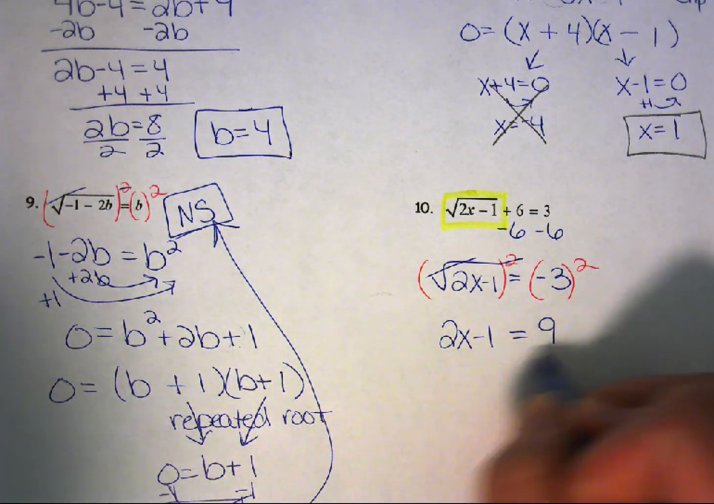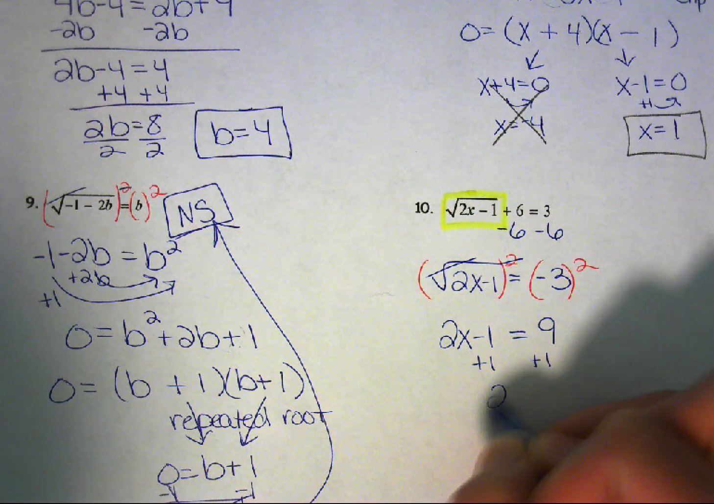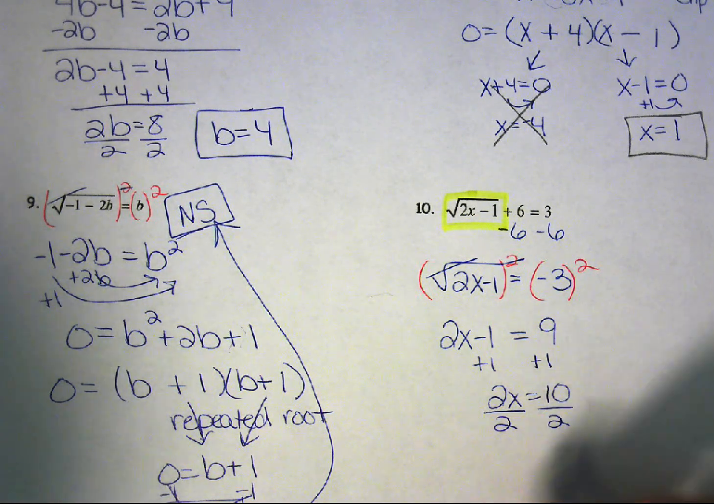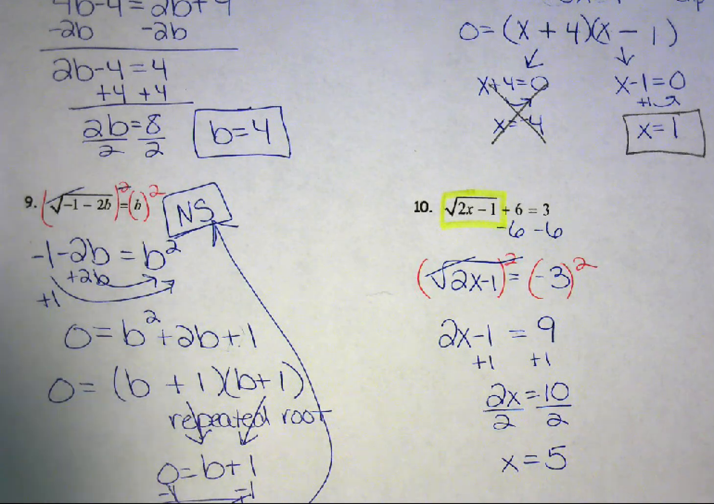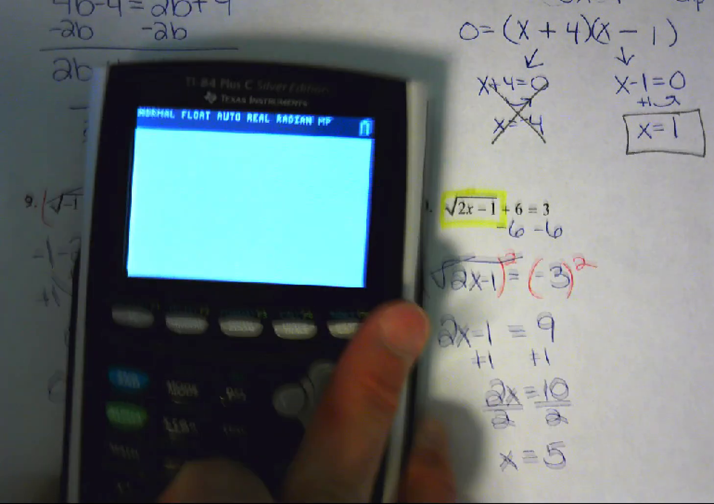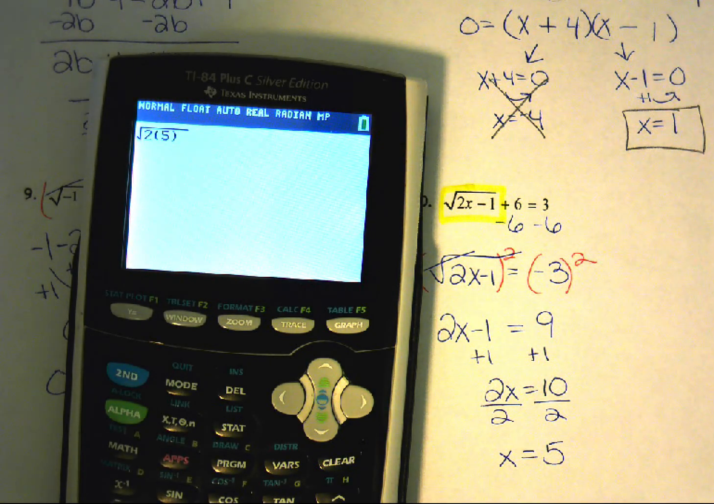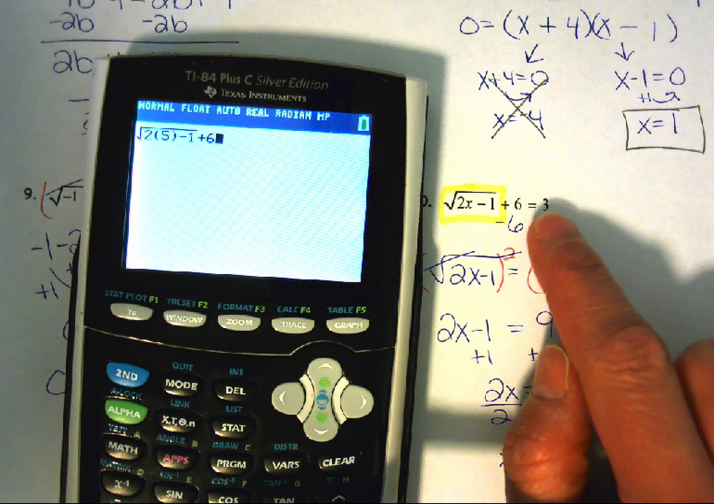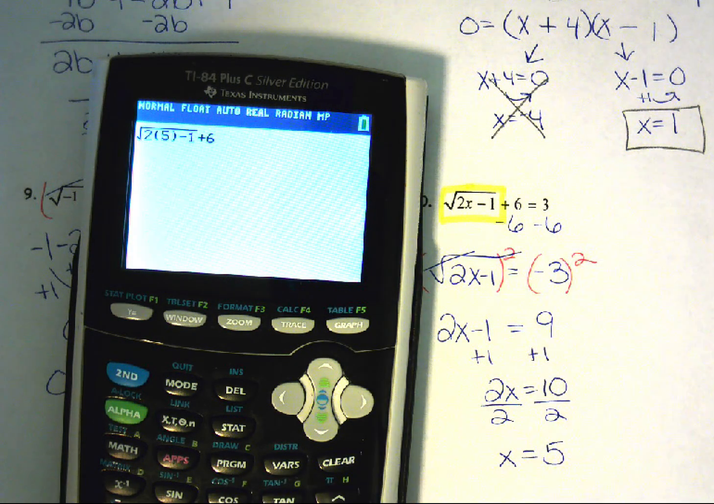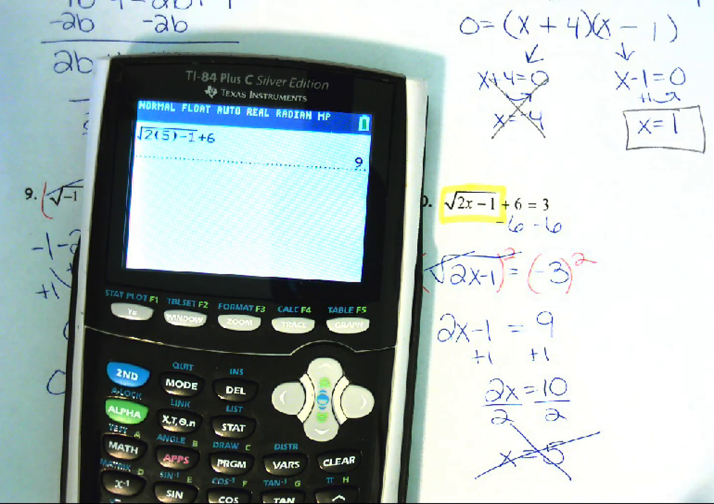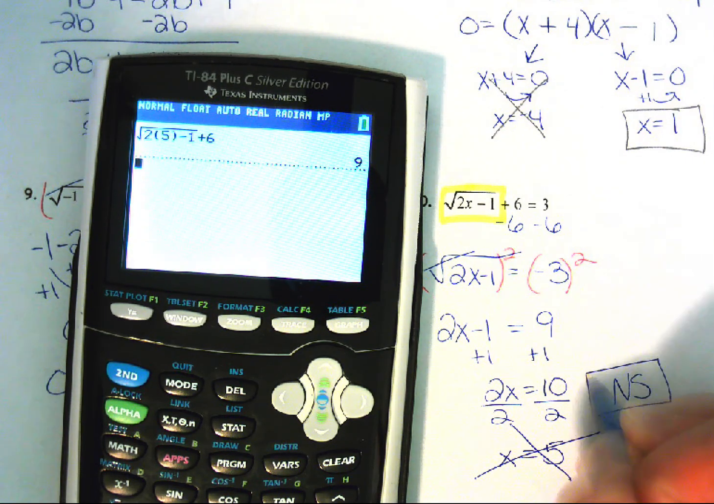Then we'll go ahead and just solve this. So we'll move the 1 over, and then we'll divide off the 2, and we get a 5. So let's see if that works. So I'm typing in the 5, and then when I hit enter, will it equal this side? Will it equal the right side? Whoa, it doesn't. So again, this means it's extraneous, so it also must be a no solution.